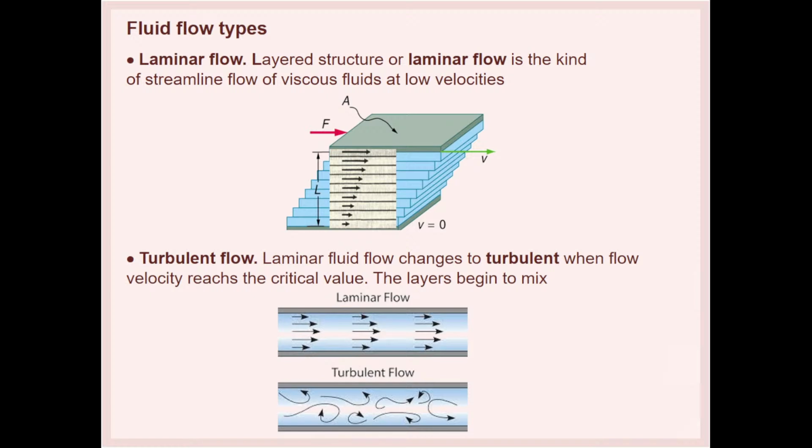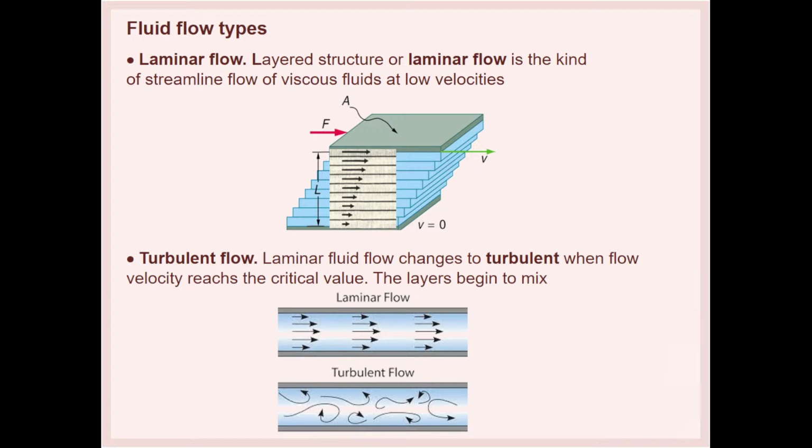The fluid layer just below moves slightly more slowly, and each successive layer lags a little bit more, as identified by the arrows of different lengths. The length reflects the magnitude of the liquid particles' velocities. This layered structure, or laminar flow, is the kind of streamline flow characteristic of viscous fluid at low velocities.